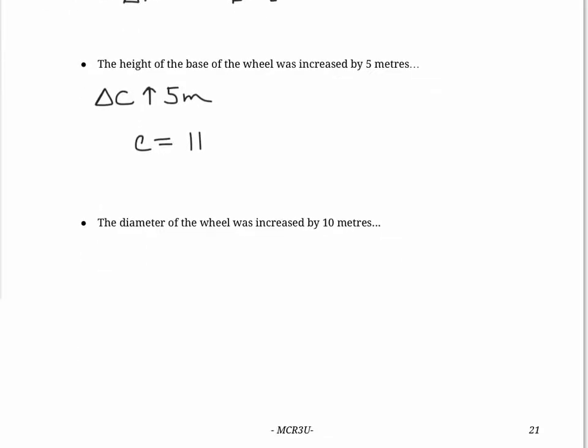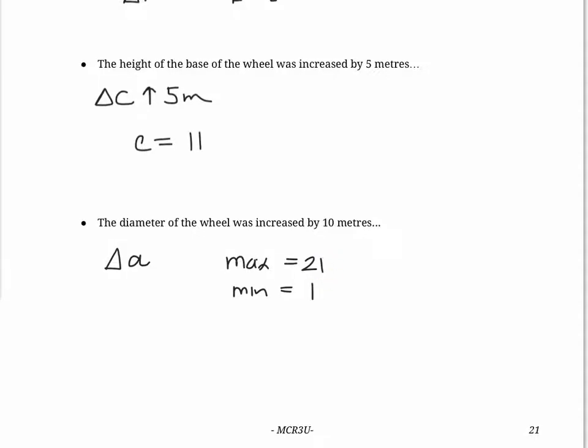And last, what if the diameter of the wheel was increased by 10 meters? So we're not shifting the graph, we're actually stretching the graph. And if we're stretching the graph vertically, that means that there's going to be a change in A. So our maximum value is no longer going to be 11. It's now going to be increased another 10 meters, so it would be 21. And our minimum value would still stay the same, it would be 1 because it hasn't shifted up. So the difference between these two would be 20.